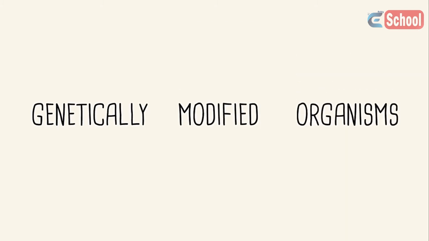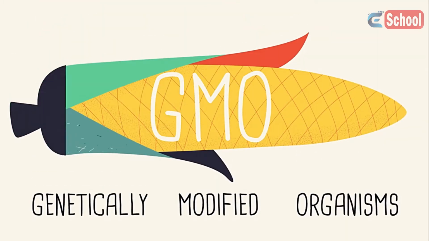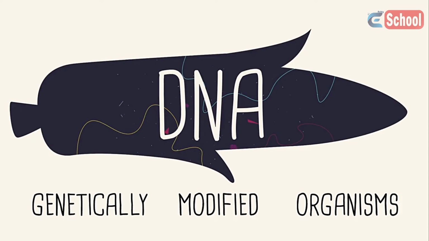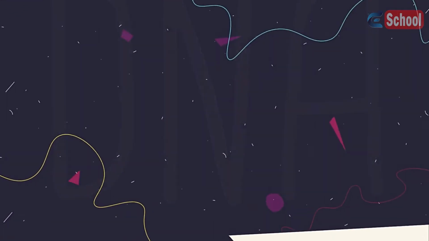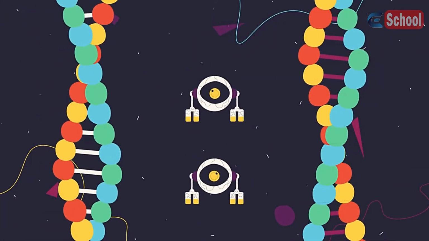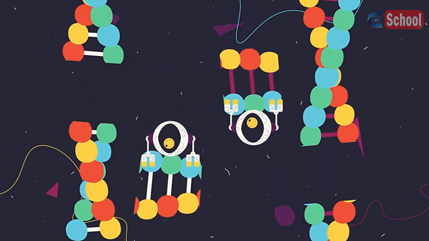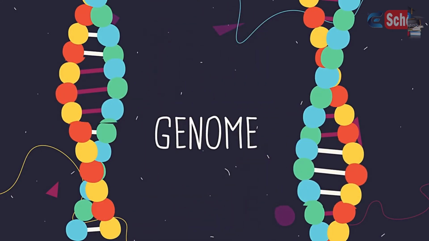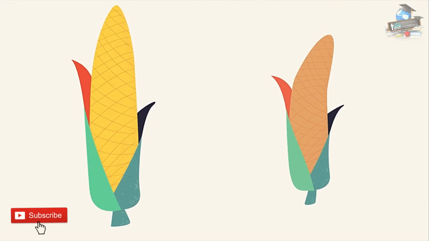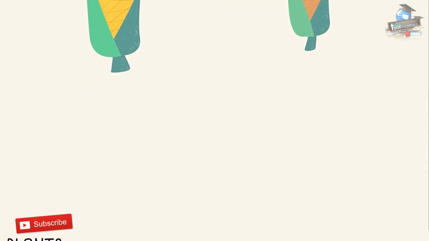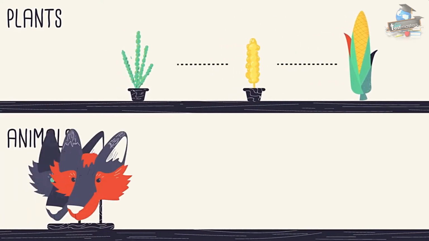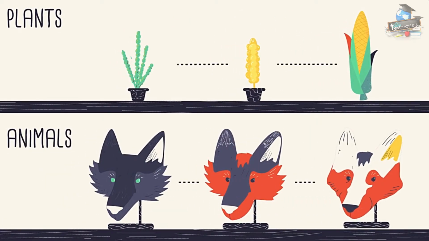Genetically modified organisms, or GMOs, have had their DNA artificially modified by humans, using modern genetic manipulation techniques. By changing the DNA, so changing the genome of an organism, we can change its characteristics. Humans have been artificially altering the genomes of plants and animals for thousands of years by selective breeding.